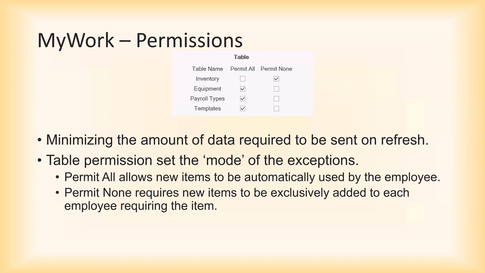Now, if you say permit all, there's a nicety. If I add a new piece of equipment, he's already got access to it. I don't have to enable it. But if I say permit none and I add something new, I'm going to have to come back to his time card or to his permissions and add that.